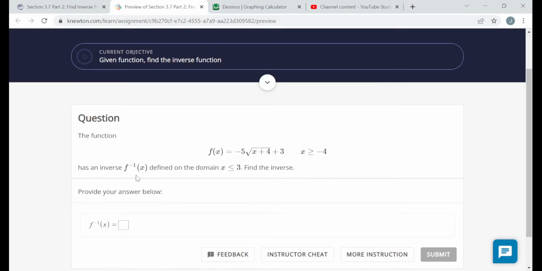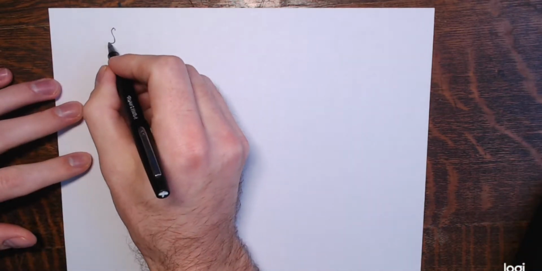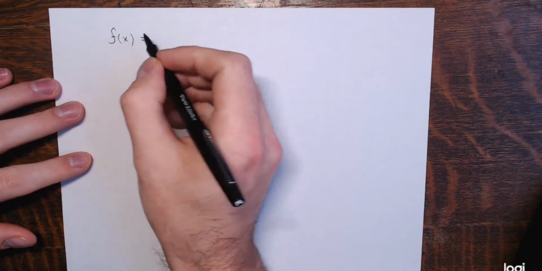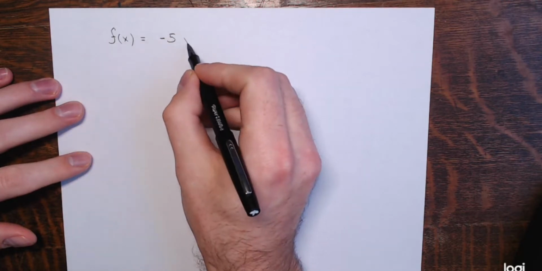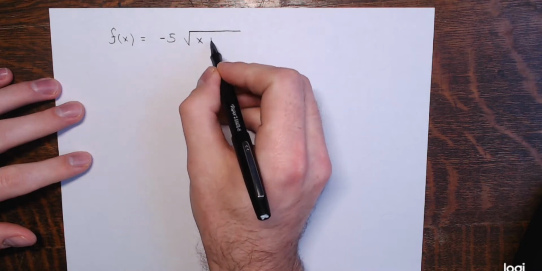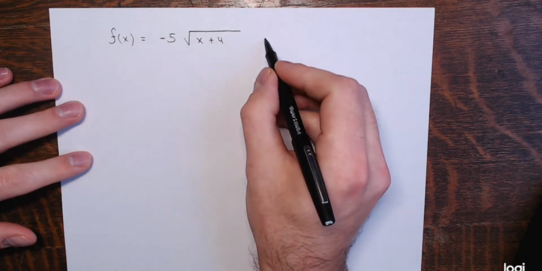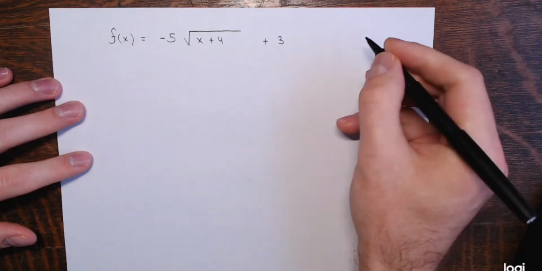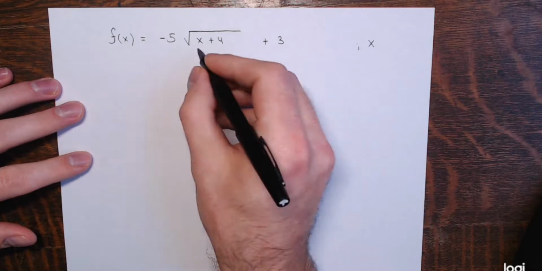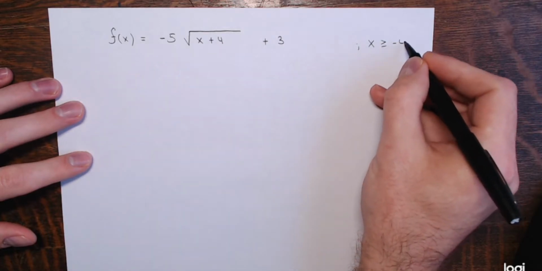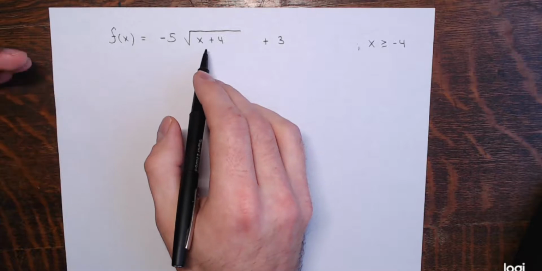It has an inverse function called f inverse of x, defined in the domain for x less than or equal to 3. Find this inverse. Alright, so I'll write this out. We've got f of x equals -5 times the square root of x plus 4, and then plus 3 after. And they're telling us, and you should be able to figure this out as well, that x has to be greater than or equal to -4 in order for you to have the square root of a non-negative number.